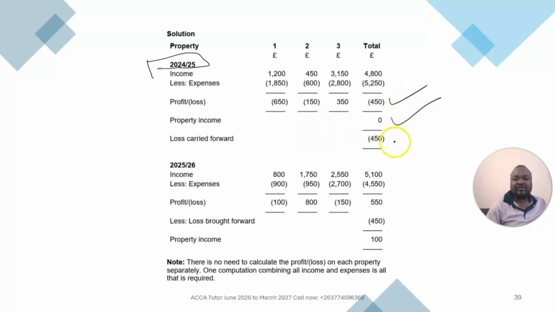Then the loss to be carried forward is that loss. This loss is going to offset the profit which we would have made. Remember, we found 550 as the profit, but we then have to deduct the previous year's loss of 450, and the property income to be transferred would be 100. There's no need for you to compute these profits or losses for each property as a single entity. Remember, we have already agreed that all these properties are going to be treated as one business.